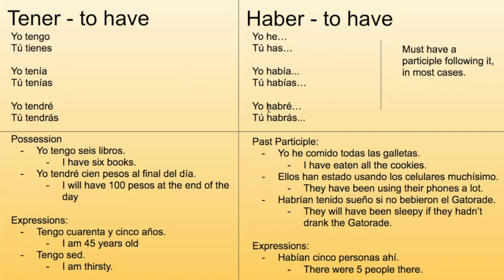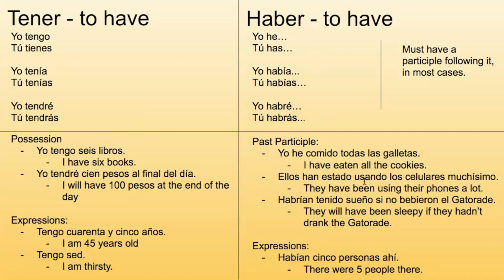It does have a couple expressions, so you can say, hay tres personas allí. There are 3 people there. Or habían, for "there were." You never use ser to say that. You never say serán. For "there will be," it'd be habrán, not serán. And that's the main expression for haber, and that's literally it. Tener basically just knows possession, and haber is like this.